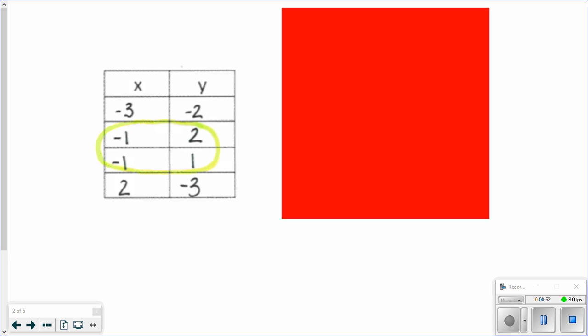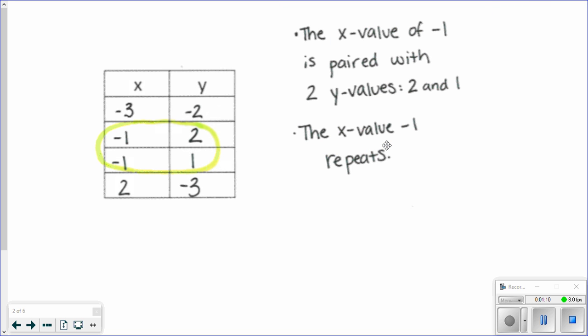The top right says table, not a function, so go ahead and open that flap, and you're going to fill in these x values in your table. To the right of your table on your flap, you are going to write down the x value of -1 is paired with 2 y values, 2 and 1. So if you notice I circled it, the x value of -1 repeats itself.